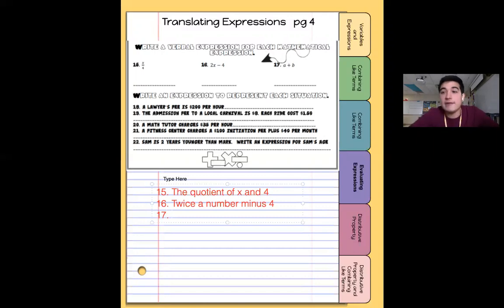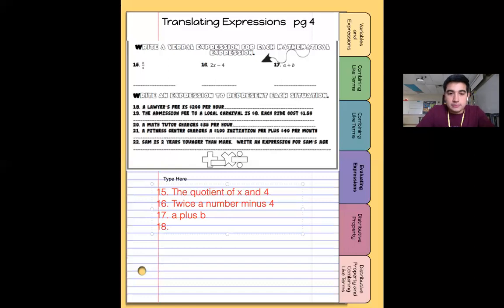17, I have a plus b. That one it's that easy. You can write just that, a plus b, right? If you prefer a different way, you want to say a increased by b, you can say that, right? There's a bunch of ways you can write these, but I'm just giving you one example, okay?